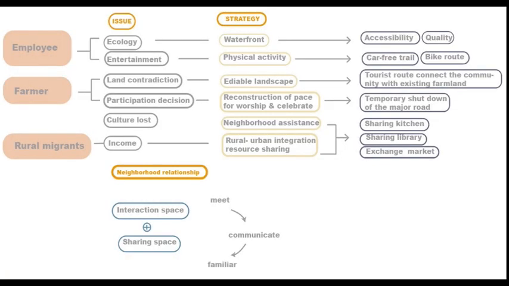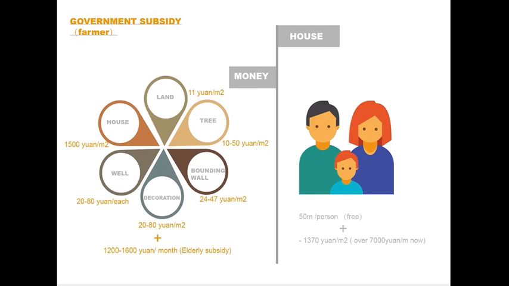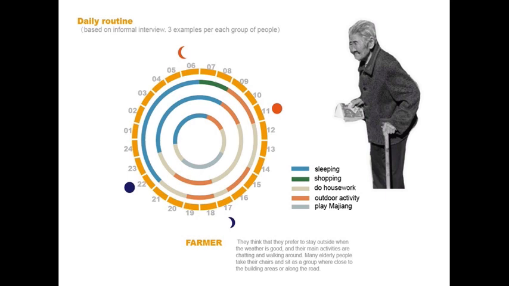One of the main tasks before starting my design is to understand the complex social relationships that govern the physical spaces of the gated community and how to face the challenge of involving the multiple stakeholders. So in this community, the three major groups of people are the farmers, which is about 80%, and the rural migrants and the employees. For the farmers, in order to ensure their daily life, the government will pay for their houses and lands and will also support them monthly. So with low education and no skills, they can still live comfortably in this place.